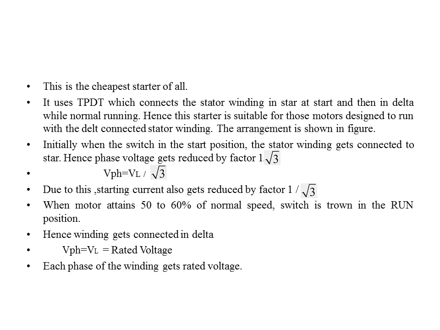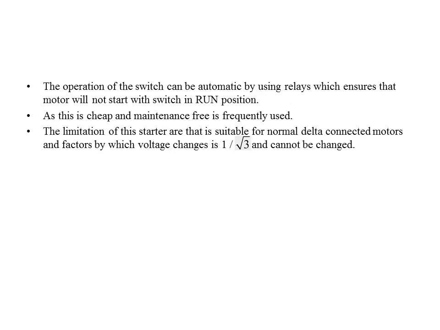When the motor attains 50 to 60% of normal speed, the switch is thrown to the run position, hence the winding gets connected in delta where VPH is equal to VL, the rated voltage. Each phase of the winding gets rated voltage. The operation of the switch can be automatic by using a relay, which ensures that the motor will not start with the switch in run position. As this is cheap and maintenance free, it is frequently used. Limitations of this starter are that it is suitable only for normal delta connected motors, and the factor by which voltage changes, 1 by root 3, cannot be changed. So this is the simple type of star delta connection.